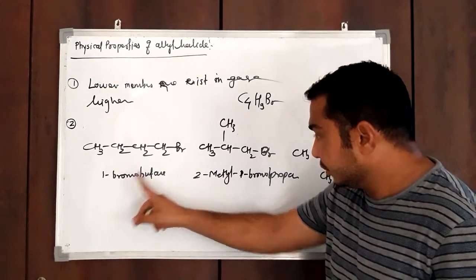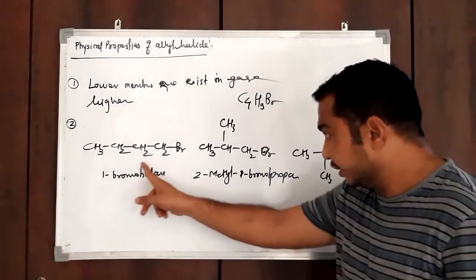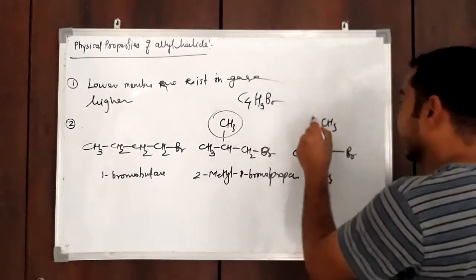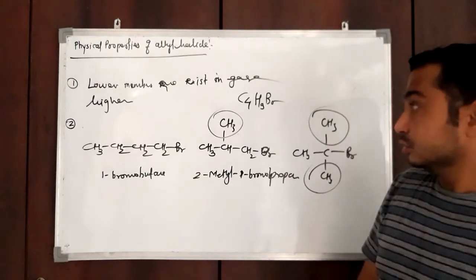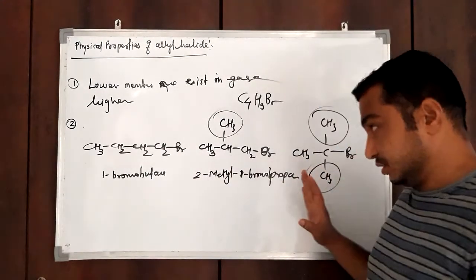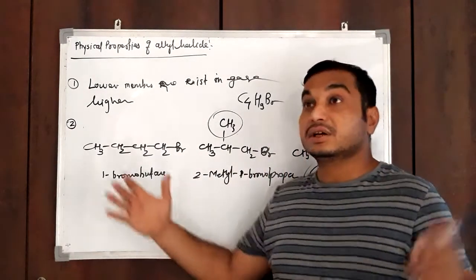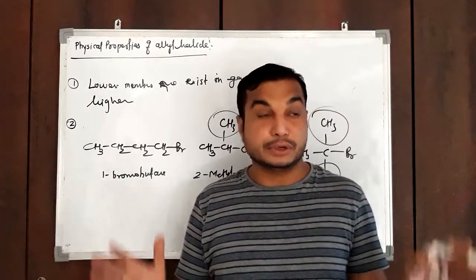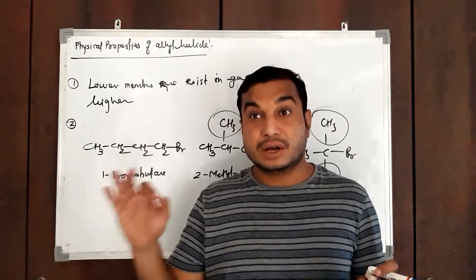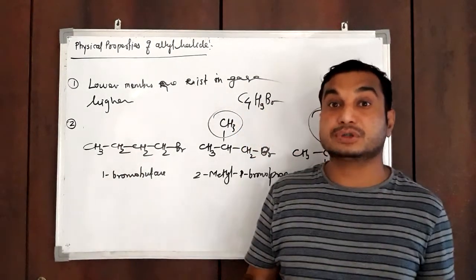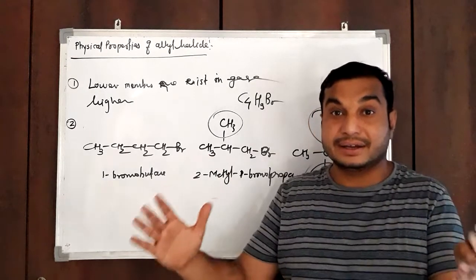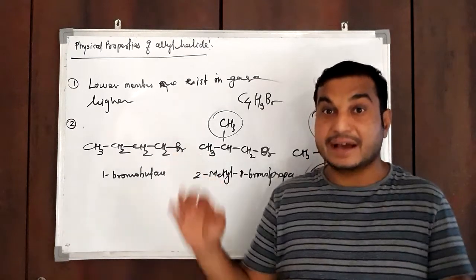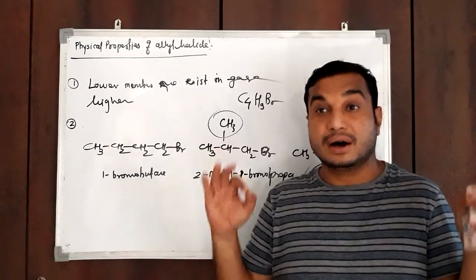From 1-bromobutane, here branching is 0, no branching. Here single branching, and here two branching, double branching. So as the branching increases, the surface area of the molecule decreases. And van der Waals force of attraction depends upon surface area. Higher the surface area, higher is the van der Waals force of attraction. Remember this.